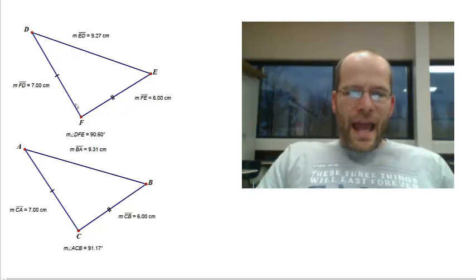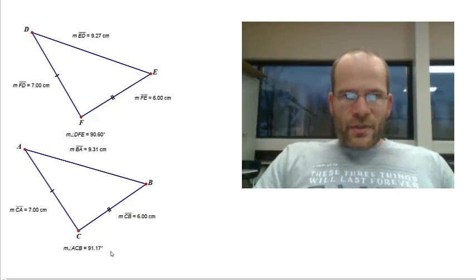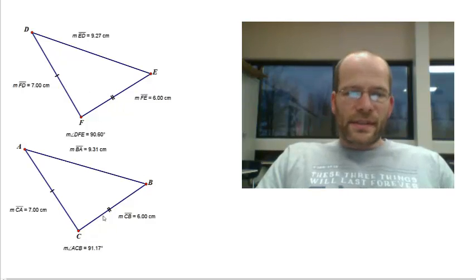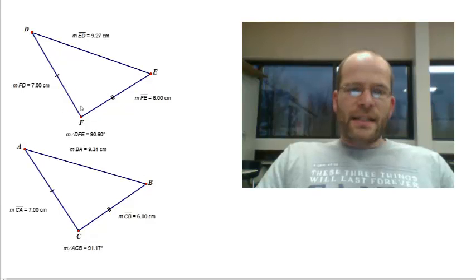Also notice when you look at the angles, the included angles between those sides, the measure of angle F is 90.6 degrees in the upper triangle, and the measure of angle C is 91.17. So it's a perfect opportunity for us to apply this side-angle-side inequality theorem. It basically says that if there are two congruent sides in these two triangles, and the included angles are not congruent, then we can identify which of the third sides is longer by finding the larger included angle.